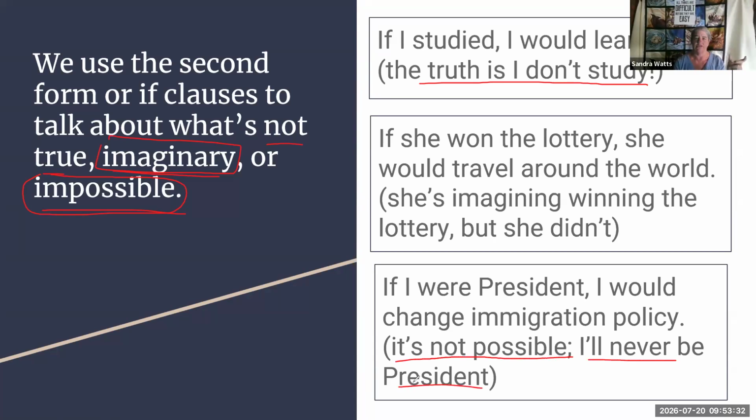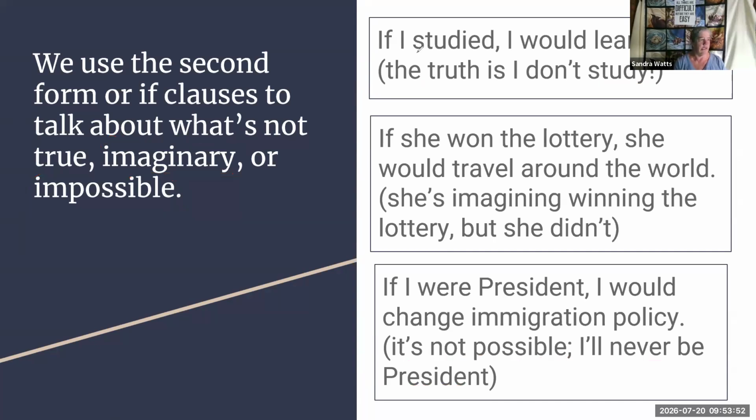So that's why we're using this form, because we're saying something that's not true, it's not possible, or you think this is never going to happen, or it's just your imagination. Okay. So that's the difference in meaning.